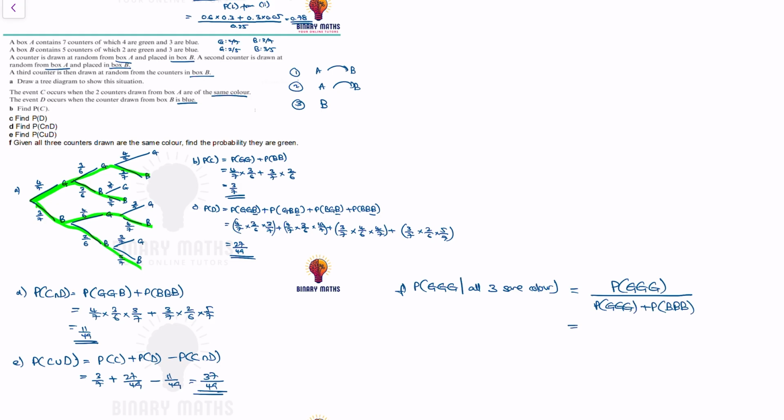Now green, green, green is 4/7 times 3/6 times 4/7, all over 4/7 times 3/6 times 4/7 plus blue, blue, blue, which is 3/7 times 2/6 times 5/7. When you put that into your calculator, you get 8/13.